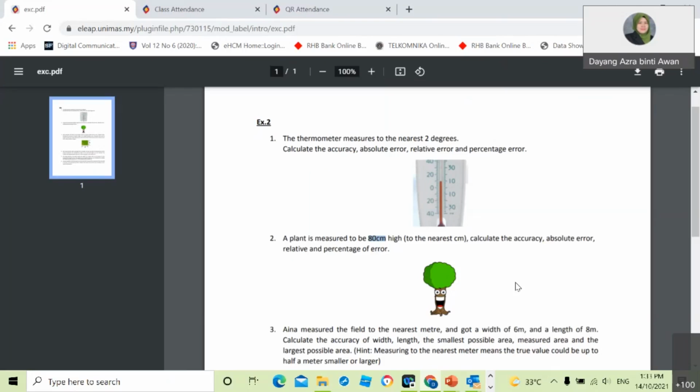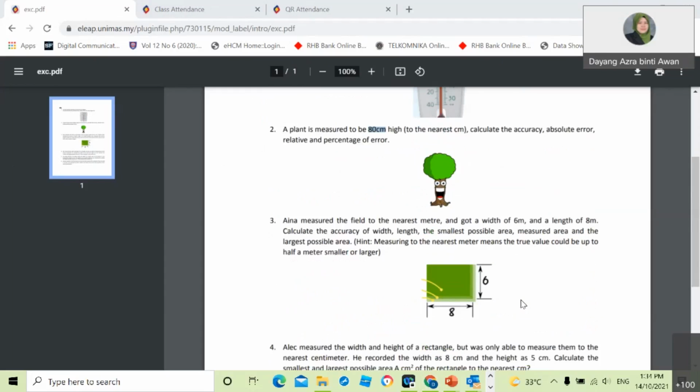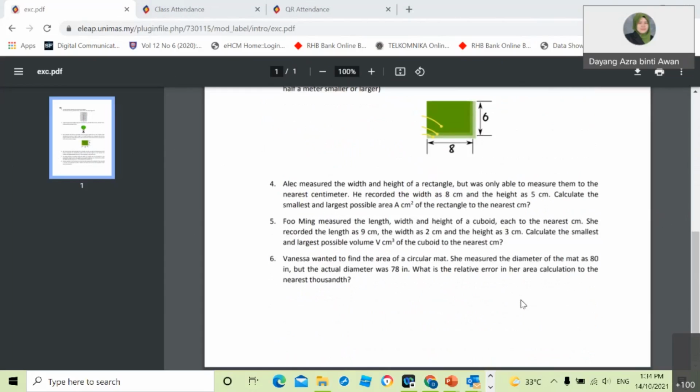Okay. So try to do first. If you have problems, we will discuss later. Try to see how the thermometer measures to 2 degrees, calculate the accuracy, absolute error and so on. So any question? No question. This one is okay. This one is related to the one with the person standing. How they calculate the accuracy and also the absolute errors and so on. So try to do first. We will go through it together on Monday.